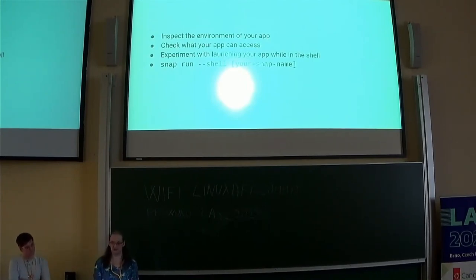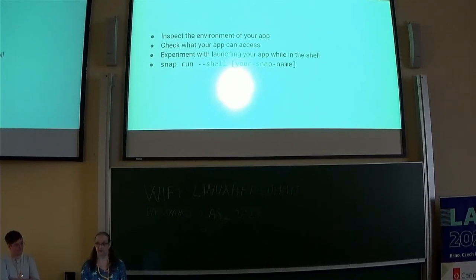You can also start a shell inside of the snap environment. This allows you to inspect the environment that the snap daemon sets up for your app. You can also check to see what the confinement is allowing you to access, so you can try accessing files or devices that you're not sure if you can access, and see if you get a permission denied. If you do, then you know that the sandbox is restricting you, and you probably need a new interface added. You can experiment with launching your app to see if it itself can launch. This enables you to get a complete log of how it's running. You launch the shell with snap run --shell and then the name of your snap.